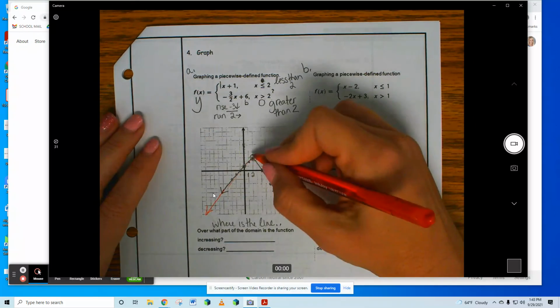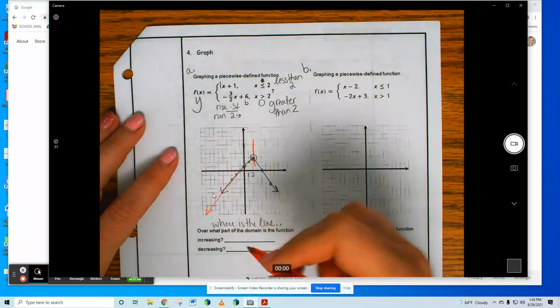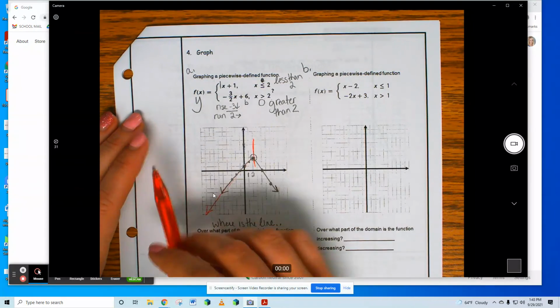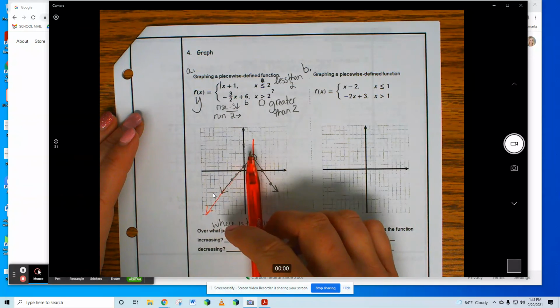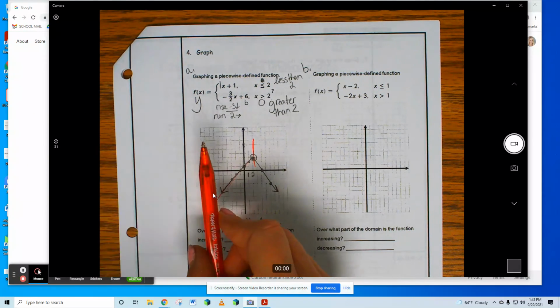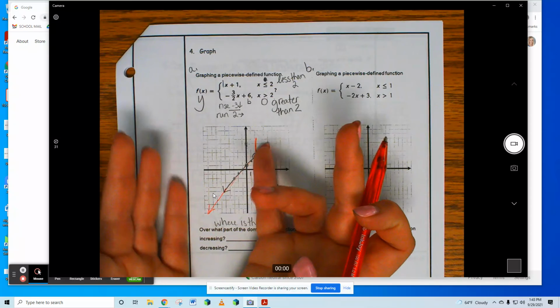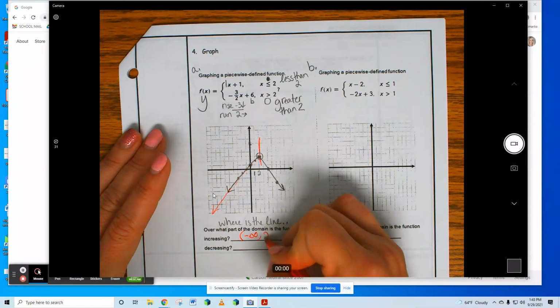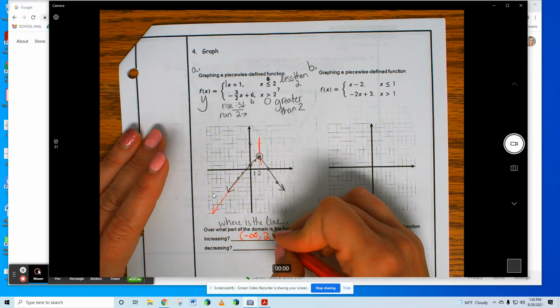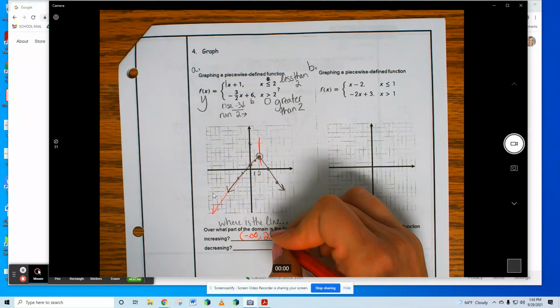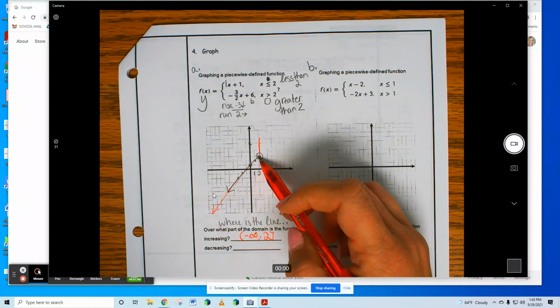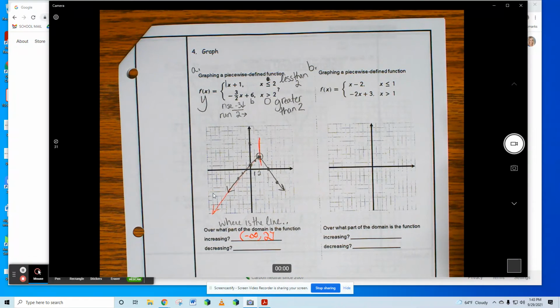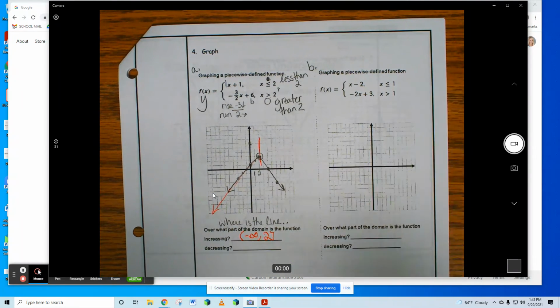Right here. So this is going to be negative infinity, because it comes from all the way over here, negative infinity to 2. You scan horizontal. It's increasing between negative infinity and 2. I'm going to write negative infinity, comma, 2. And I'll put a bracket because it's a closed circle. It's a closed circle and an open circle too, so it's kind of hard.